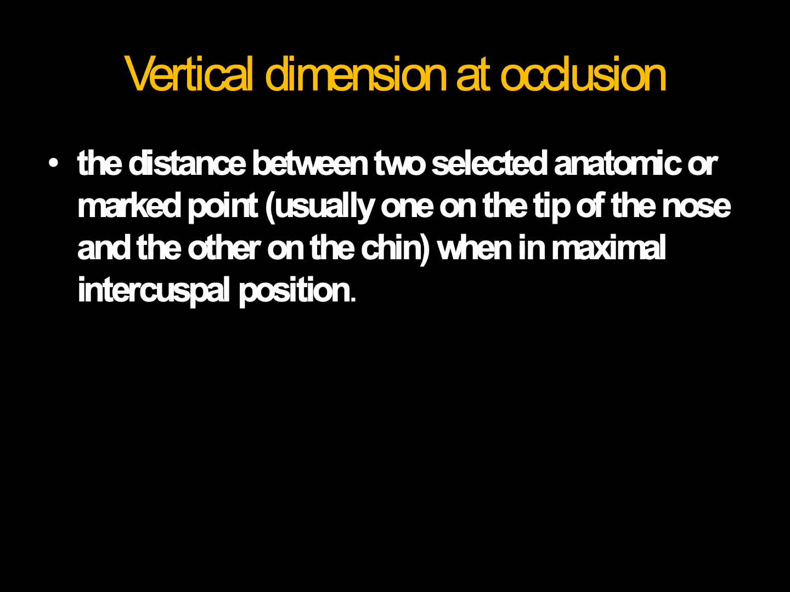Vertical dimension at occlusion is the distance between two selected anatomic or marked points, usually one on the tip of the nose and the other on the prominence of the chin, when in maximal intercuspal position.